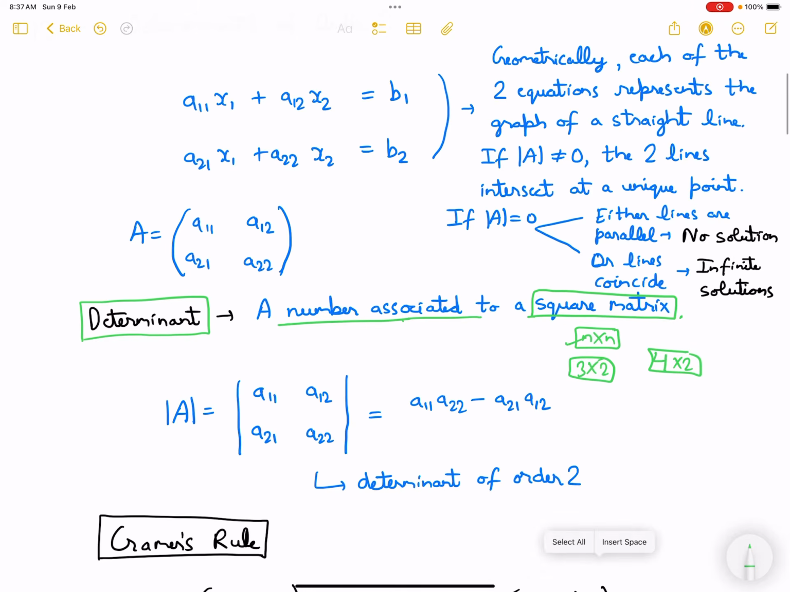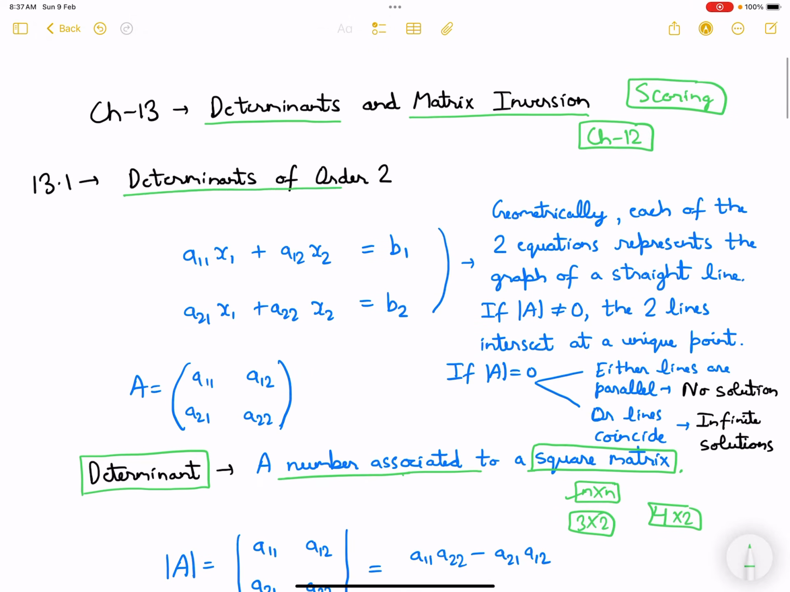Now, determinants of order 2. This is 13.1. In this video, we'll be covering 13.1 only. So given this system of equations, the A matrix, which considers the coefficients only, is given by a11, a12, a21, a22.